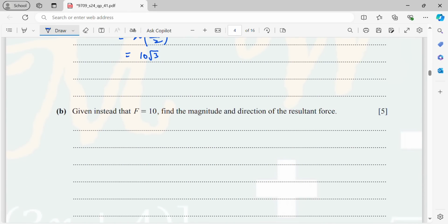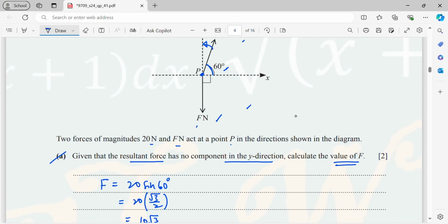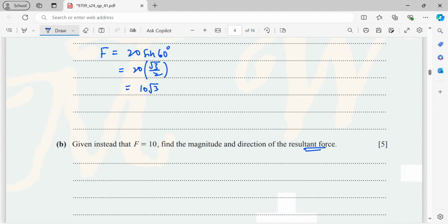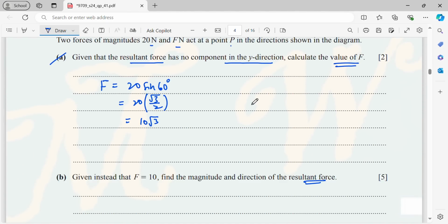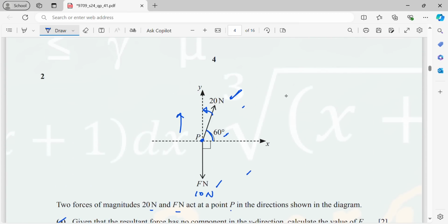Now part B, given instead F equals 10, find the magnitude and direction of the resultant force. Now your F is 10, this is 10 newtons. Let the upward force be positive, be Fy. Fy will be the upwards force. So I will use this 20, resolve it vertically, and minus the 10 newtons, because I consider my Fy pointing upwards.